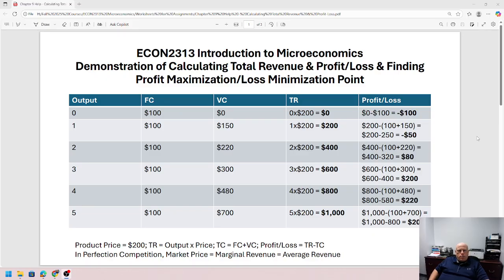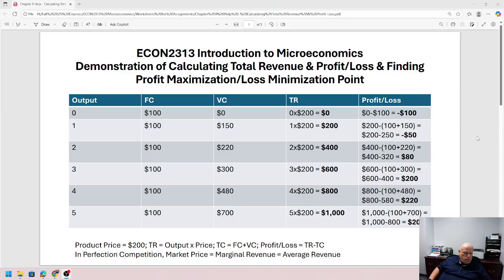In this video, I'm going to show you a demonstration of how to calculate total revenue and profit and loss, and also how to find the profit maximization or loss minimization point. This is basically a demonstration of what you're going to need to do for problem 9.1 on page 181 in your textbook, and it actually continues on to page 182.